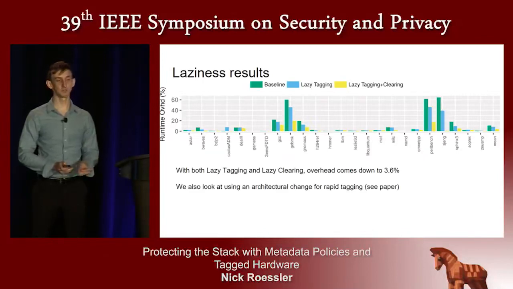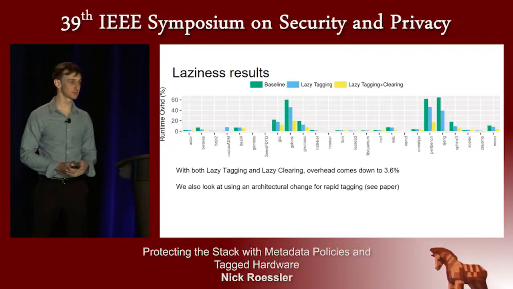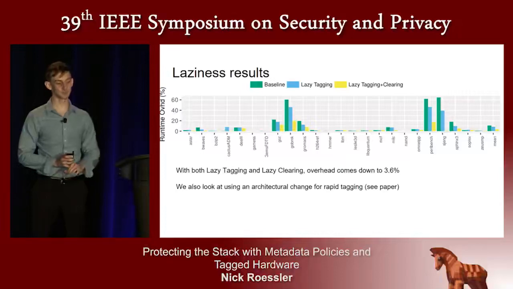There's one more optimization we look at in the paper where we consider adding a new instruction to the architecture that allows it to tag or clear a whole cache line at a time instead of just one word at a time. This doesn't asymptotically change anything, but it gives you about a constant of 8x speed up. This is an alternative to the lazy policies, or it can be combined with lazy tagging. And those details and results are in the paper.